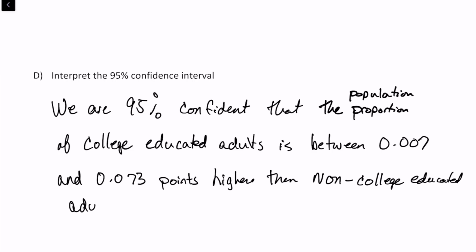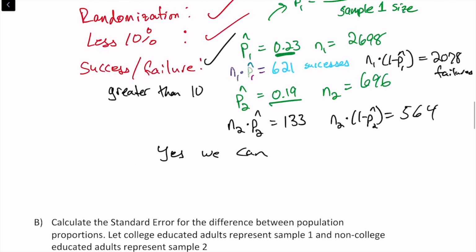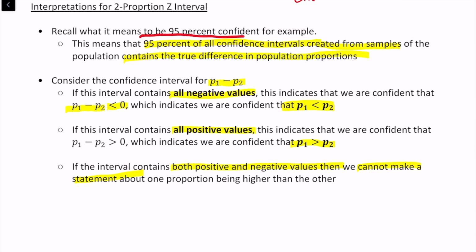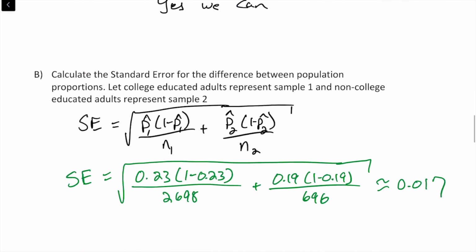Okay, once again, why can we say that it's higher? Well, the confidence interval contains all positive values. Remember we said, let's go all the way back, remember we said when the confidence interval contains all positive values, that means that P1 is higher than P2. Okay? All right.